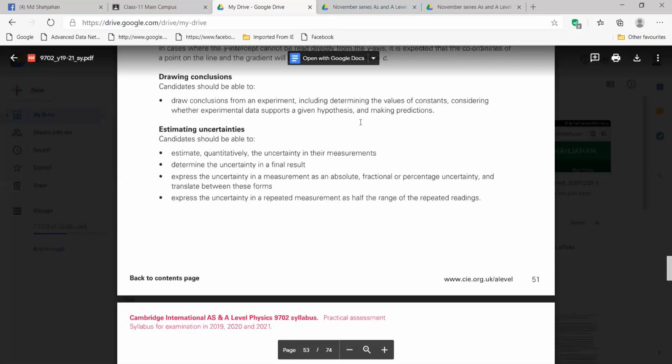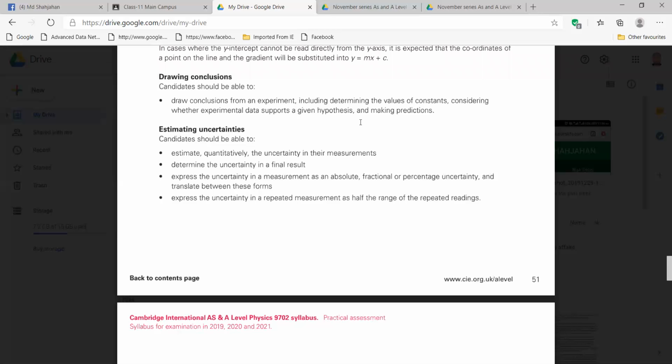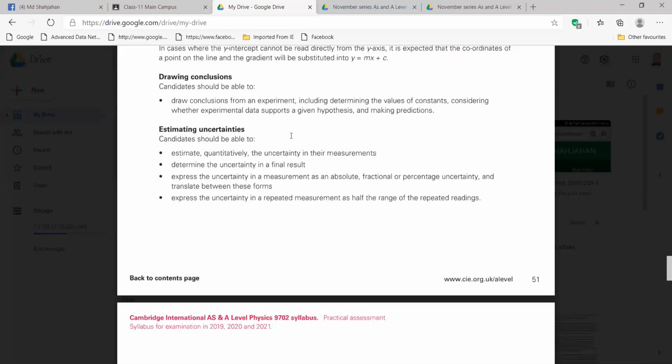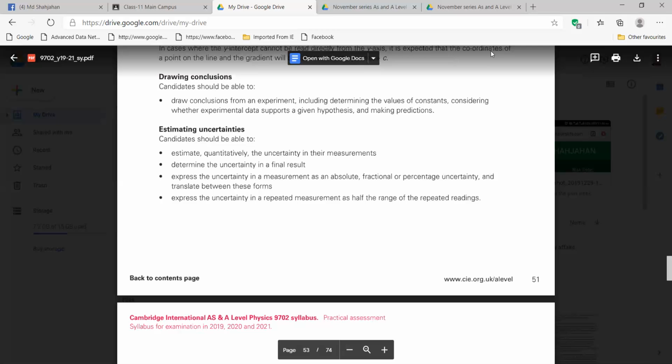And later on, estimating uncertainties. Estimate quantitatively the uncertainty in their measurements. So here we got the point, quantitatively. Do you understand what is called quantitative?